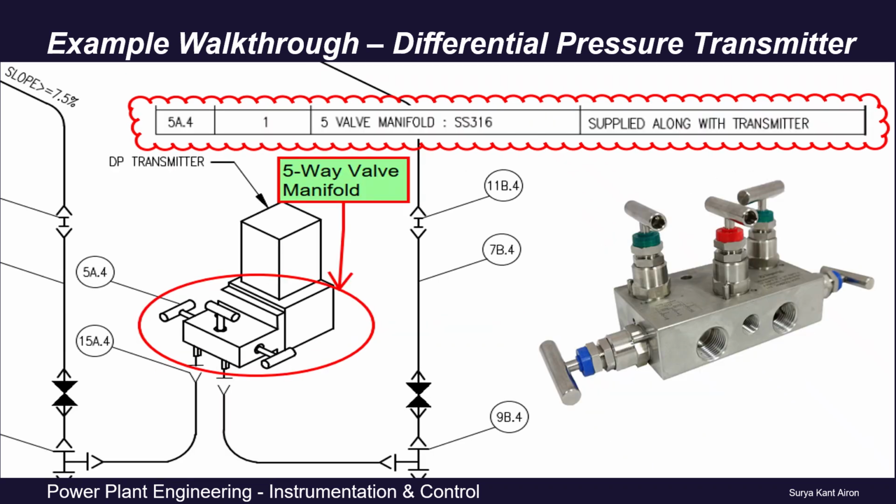Next important hardware is the five-way valve manifold. The material used is SS316. The two impulse tubes via the male connector are connected to the high pressure and low pressure ports of the five-way valve manifold, which is connected to the HP, basically high pressure, and LP, low pressure, legs of the differential pressure transmitter. And one port, which is shown in red, is for equalizing, and the remaining two ports are for venting the high and low pressure side.